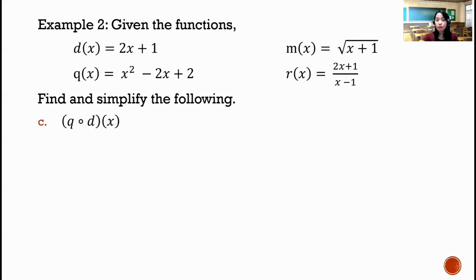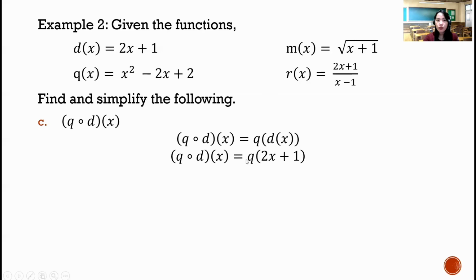For example number 2, letter C, same functions given, and we're going to find and simplify the composite function, which is q of d of x. From the definition, that is equal to q of d of x. Ang nasa loob ng parenthesis ay ang function na d of x. Ibig sabihin, ito yung magiging value ng lahat ng x doon sa function na q of x. That is q of 2x plus 1, which is the value of d of x.